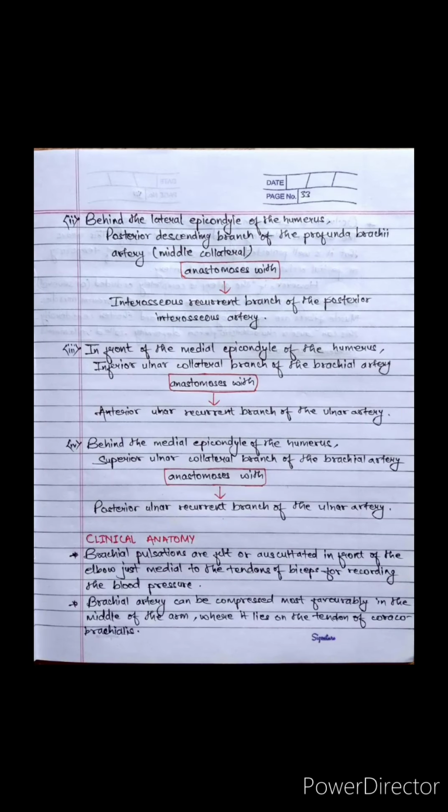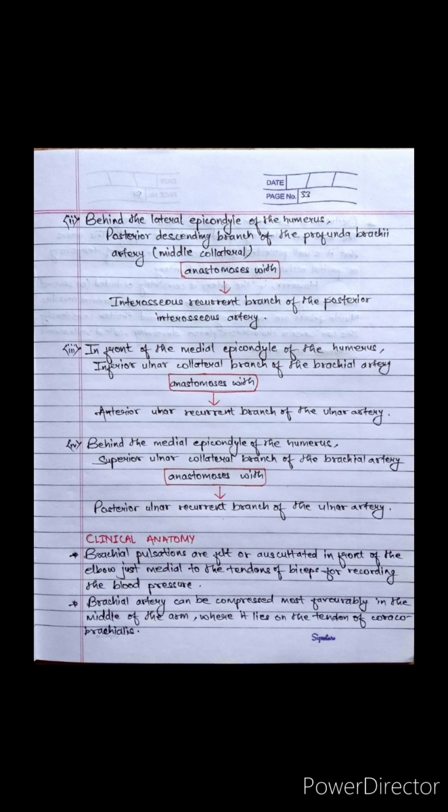Number 2. Behind the lateral epicondyle of the humerus, posterior descending branch of the profunda brachii artery, also known as middle collateral, anastomosis with interosseous recurrent branch of the posterior interosseous artery. Number 3. In front of the medial epicondyle of the humerus, inferior ulnar collateral branch of the brachial artery, anastomosis with anterior ulnar recurrent branch of the ulnar artery. Number 4. Behind the medial epicondyle of the humerus, superior ulnar collateral branch of the brachial artery, anastomosis with posterior ulnar recurrent branch of the ulnar artery.